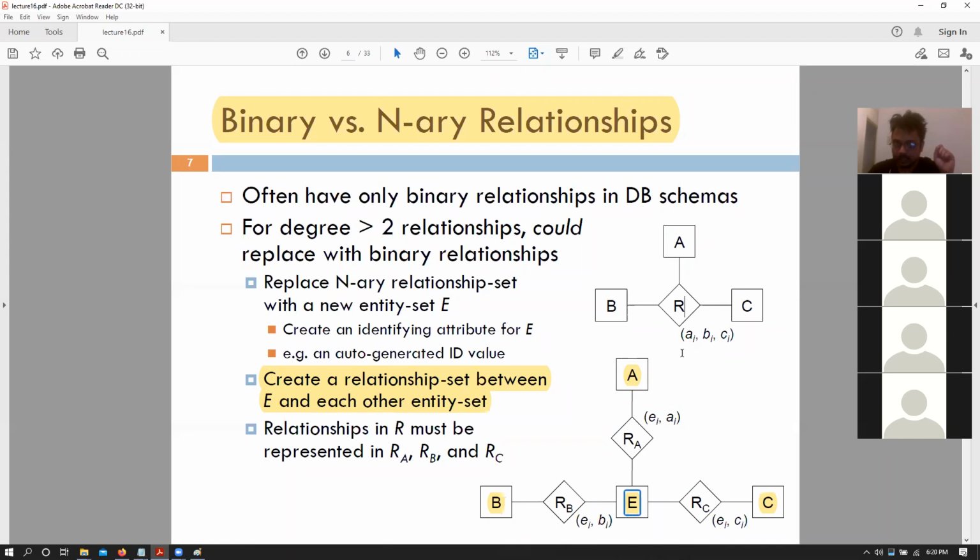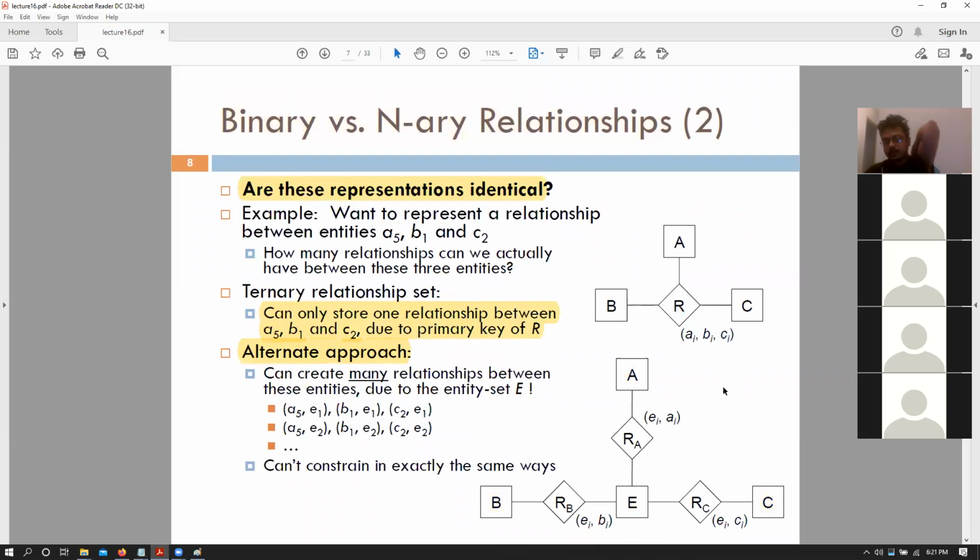Well, icky stuff happens, right? So long story short, they are not the same. Note one thing, that when we have A, B, and C all with a many-to-many relationship with R, the triplet A, B, and C can only occur once, right? The triplet A, B, C together can only occur once.